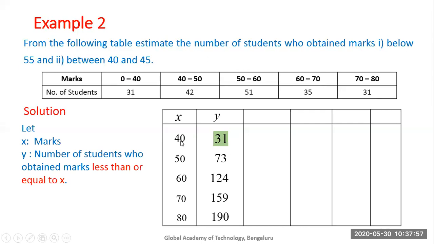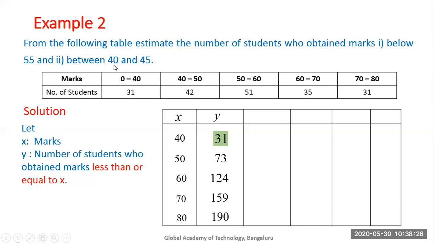So now we have x0, y0, x1, y1, x2, y2, and so on. We want to find the number of students who obtained marks below 45, meaning we want the value of y for x equal to 45. So below 45, below 55. For x equal to 55, we need to find the value of y. So find the value of y by taking x equal to 55. What you get is the number of students who obtained marks less than or equal to 55.